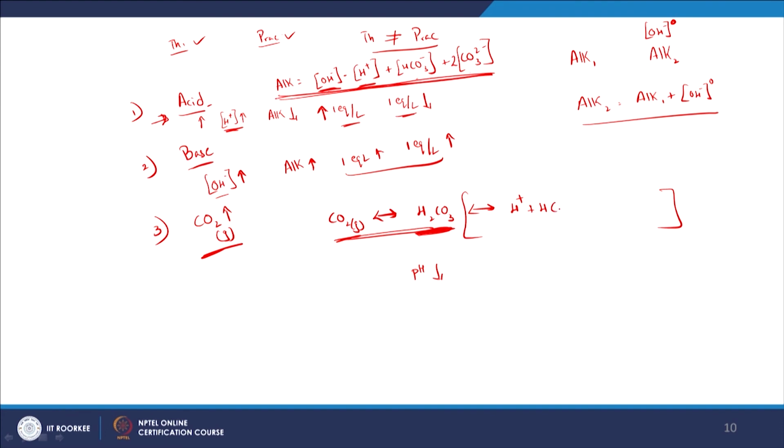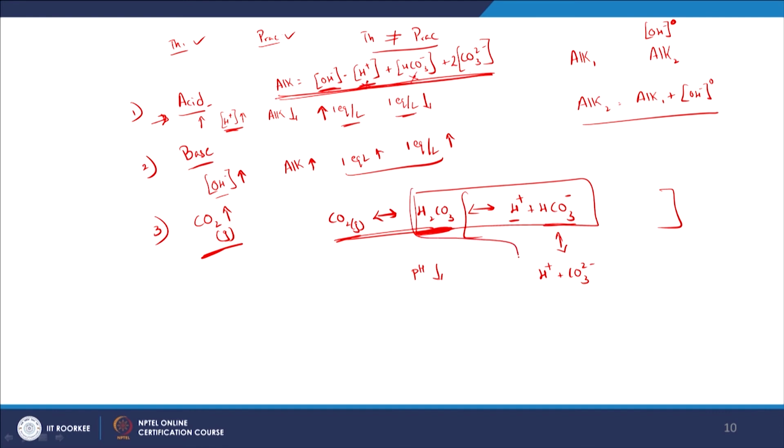So, H2CO3 can dissociate into H plus and HCO3 minus, which can again further dissociate into H plus and CO3 2 minus. So, this is the key here. Let us say I am just looking at this particular dissociation. By adding 1 equivalent per liter of H2CO3, I am increasing the concentration of H plus by 1 equivalent per liter and also HCO3 minus by 1 equivalent per liter. And so, what does that mean? Here minus 1 and plus 1, so both of them just cancel each other out.